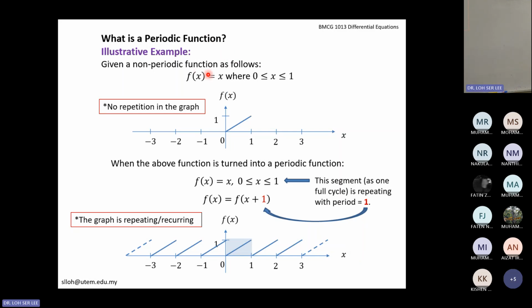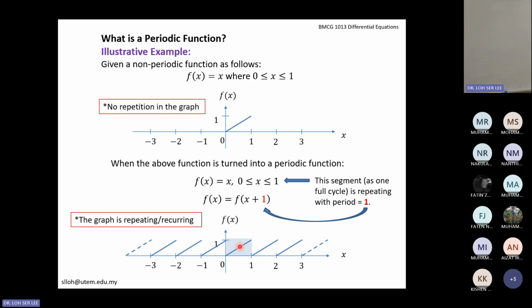So how do we change this non-periodic function into a periodic function? You can have one more line after the function, where f(x) equals f(x plus p). This shows that this function is a periodic function. Here p is the period. That means the length of one full cycle.